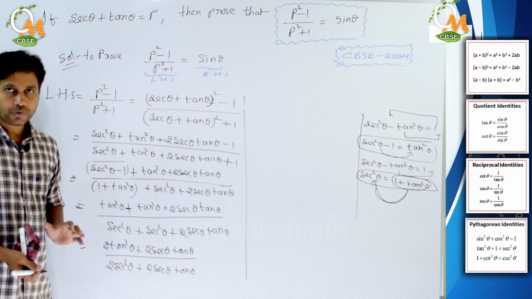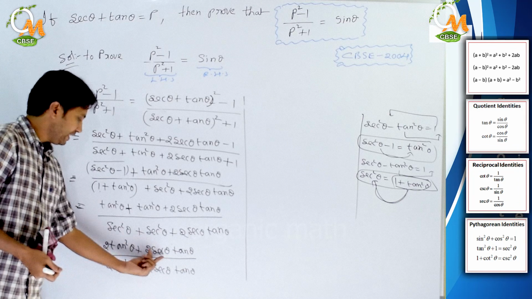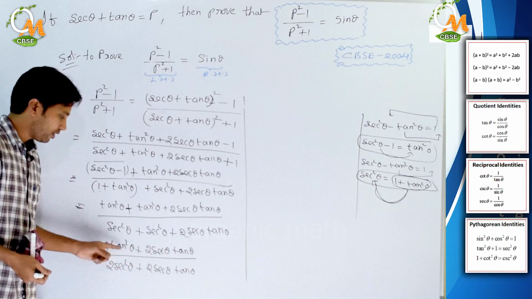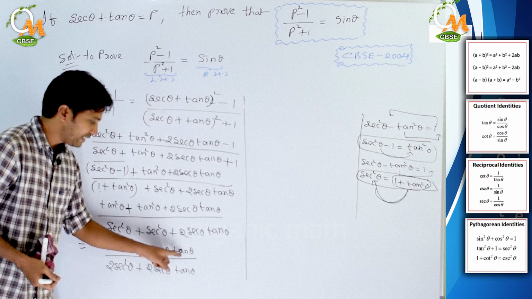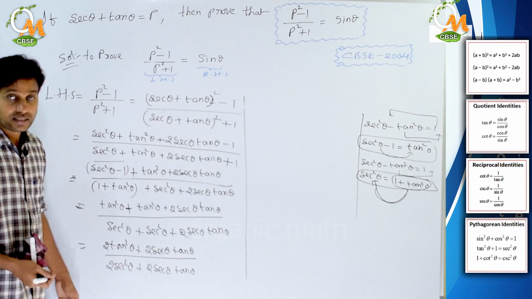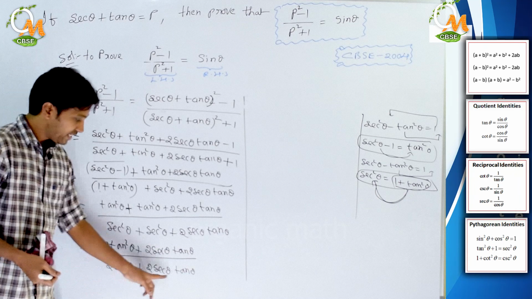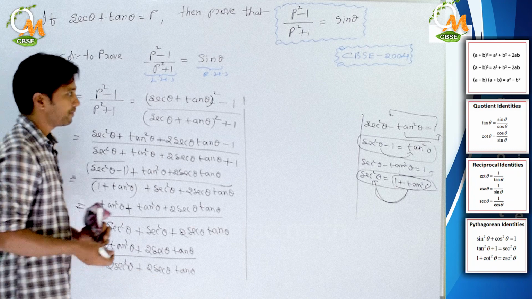Then what do we have to do next? If you observe the numerator part, tan theta is a common factor. In the first term we have tan square theta, in the second term we have 2 secant theta tan theta. So tan theta we can take common from the numerator. Similarly, from the denominator, 2 secant square theta and 2 secant theta tan theta, secant theta can be taken common. Let us do it.